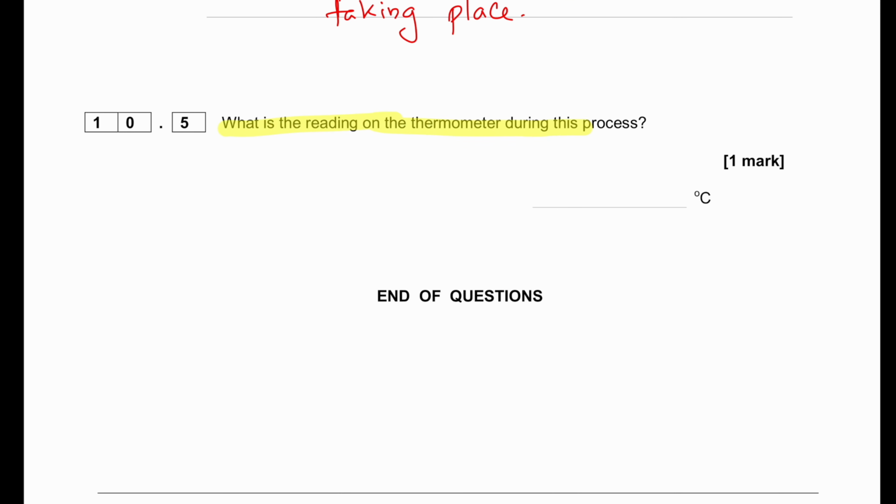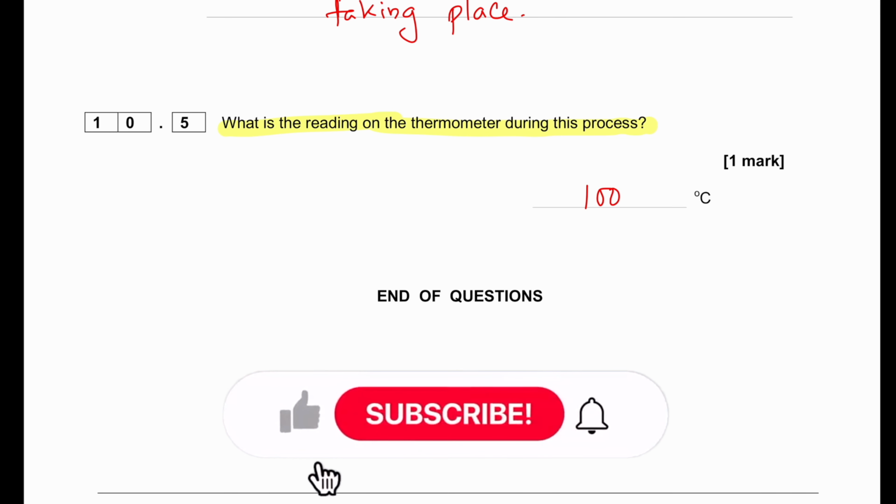What is the reading on the thermometer during this process? So the reading on the thermometer in this process will be 100 degrees Celsius, because the boiling point of water is 100 degrees Celsius. So guys, that's the end of question number 10.